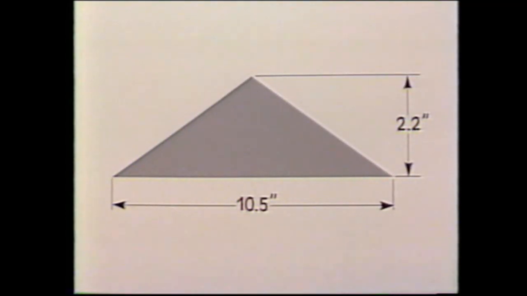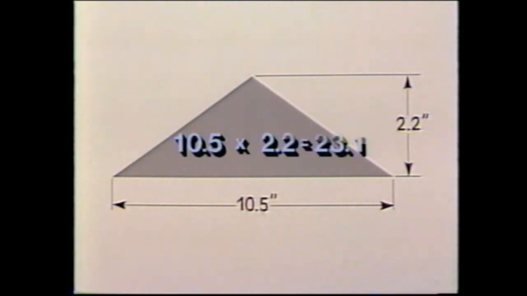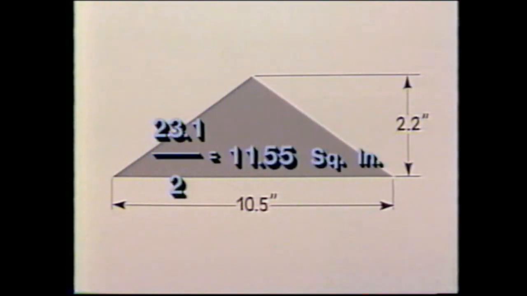Let's calculate the area of an obtuse triangle whose base measures 10.5 inches and whose altitude is 2.2 inches. Multiplying 10.5 by 2.2, our product is 23.1. Now divide 23.1 by 2. Our result is 11.55 square inches.